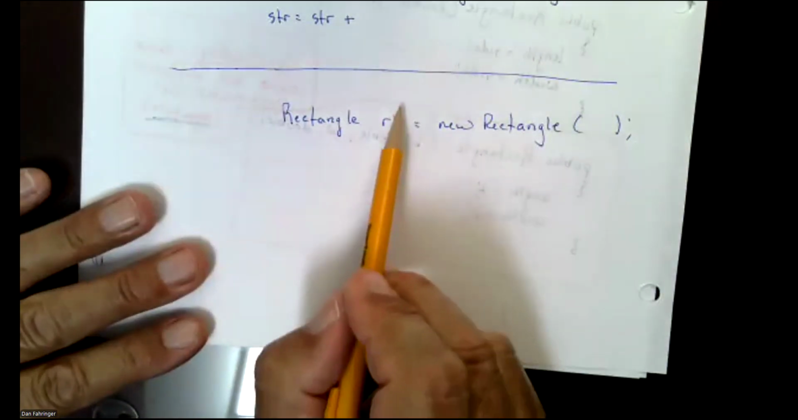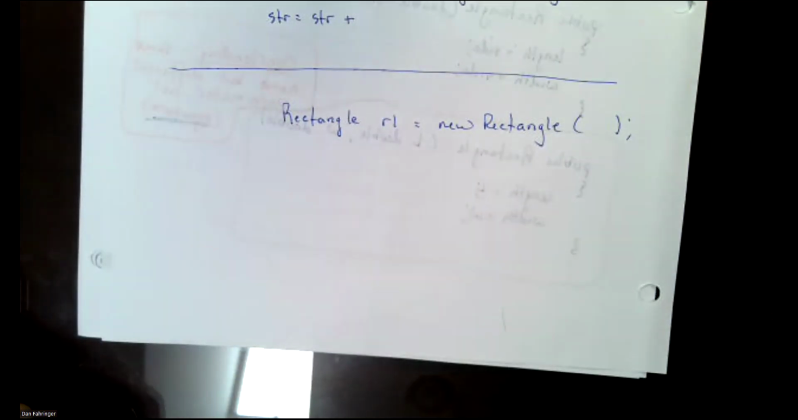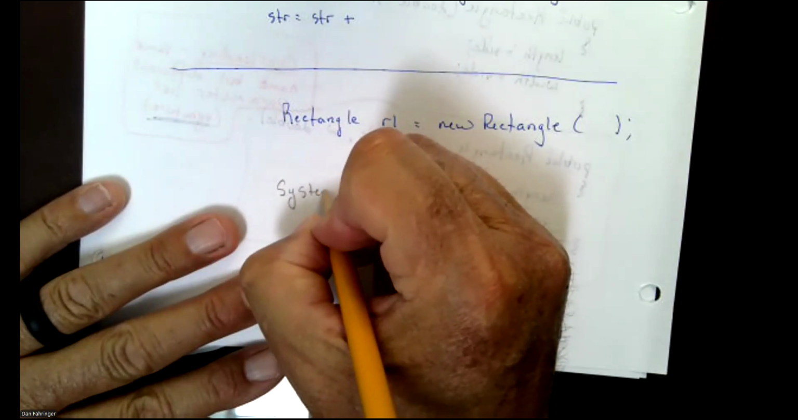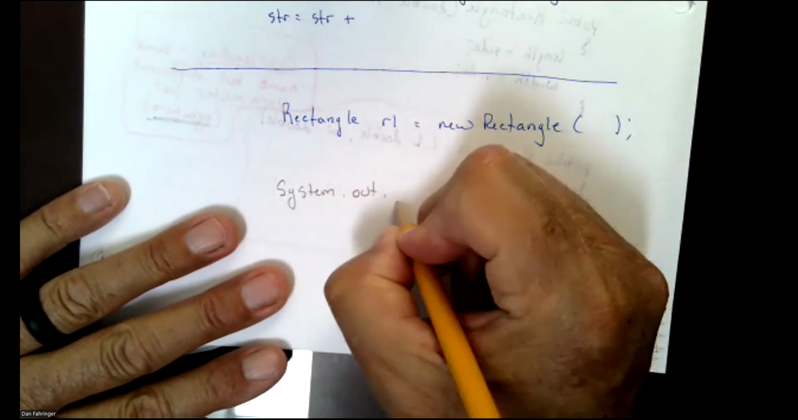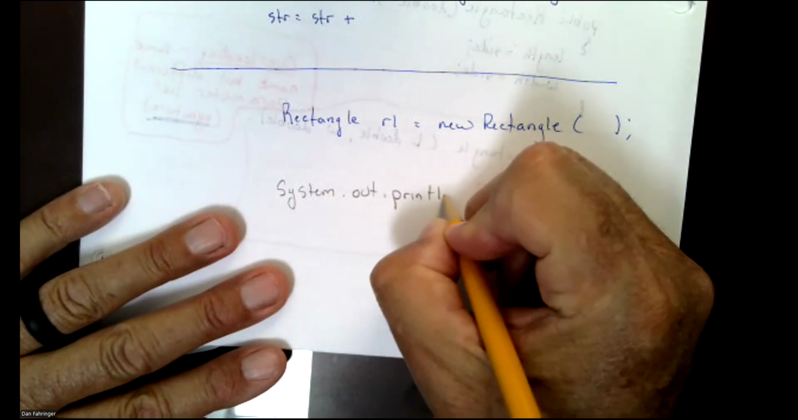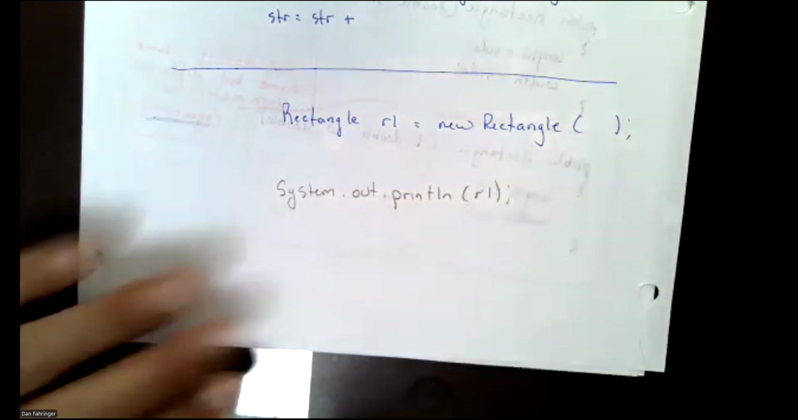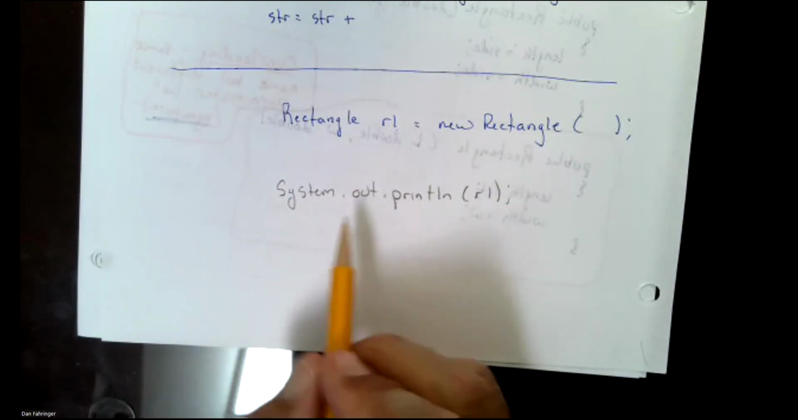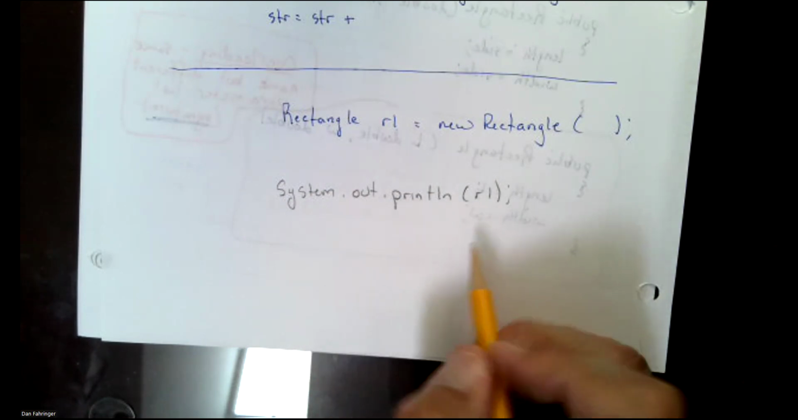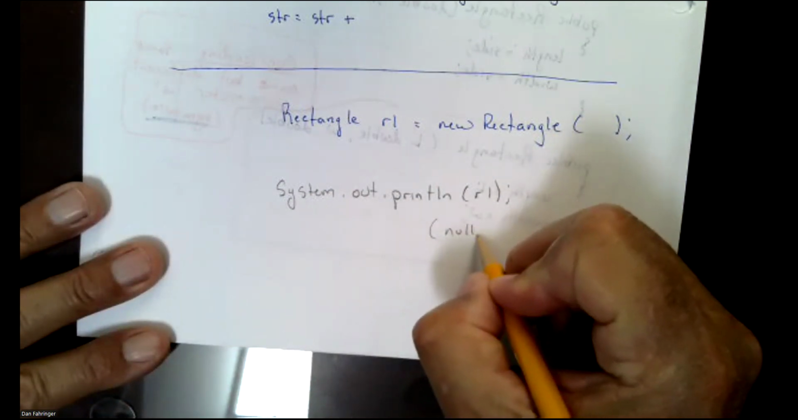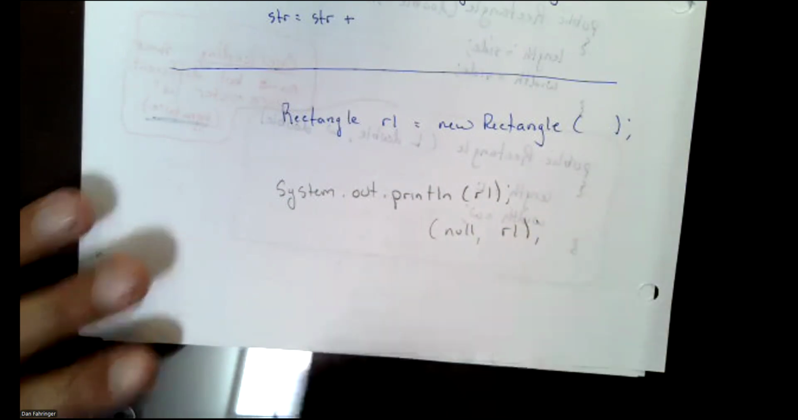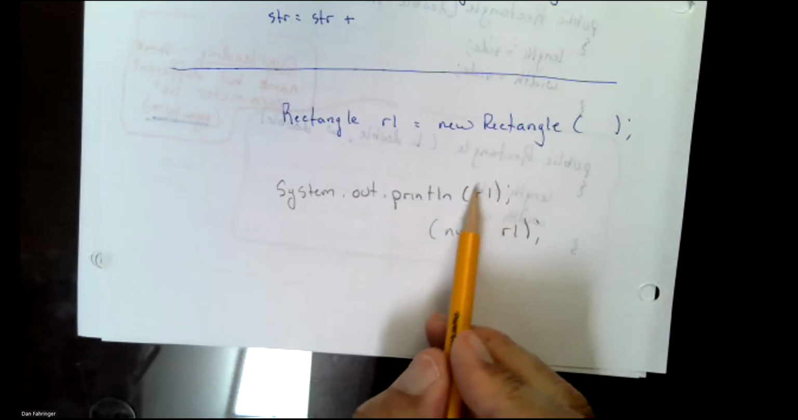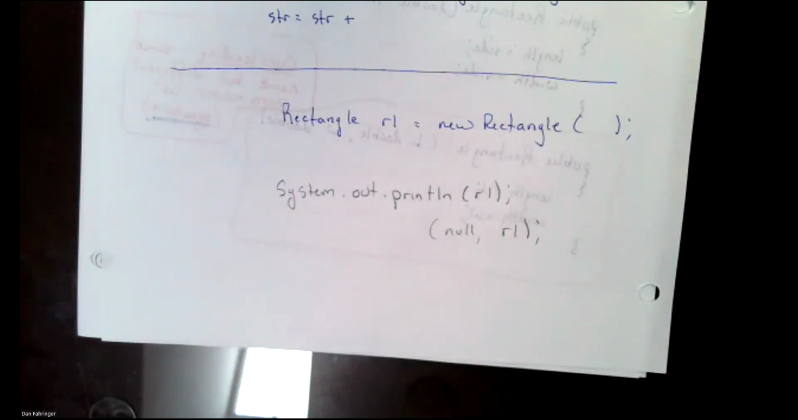I want you to print out R1. What if I said something, and this is for demonstration purposes only, System.out.println R1. What if I said do that? Or JOptionPane.showMessageDialog, parentheses, null, R1. What would get displayed if I said, go do that object, print out that object?